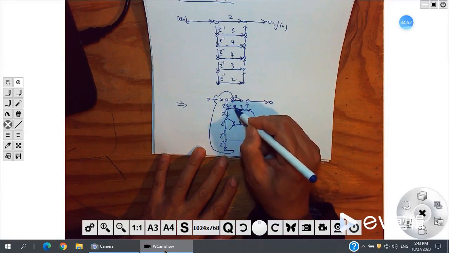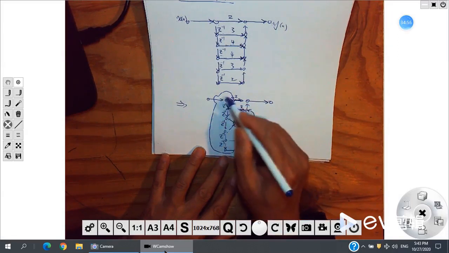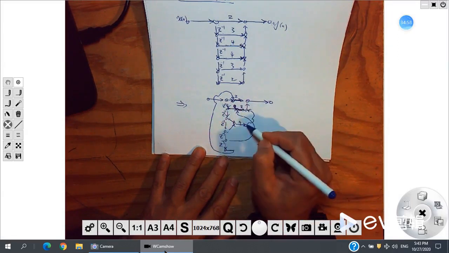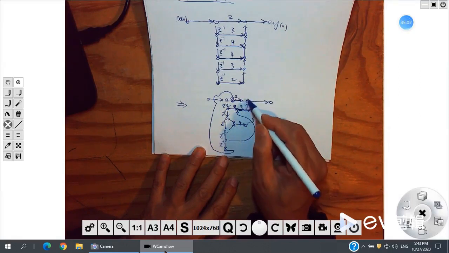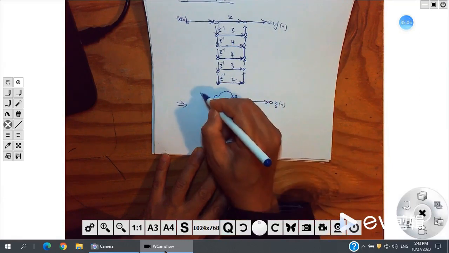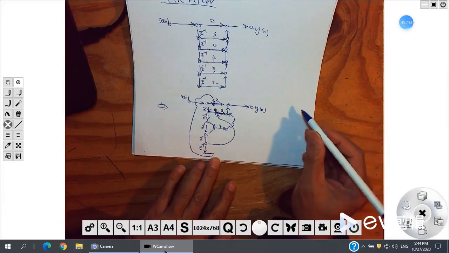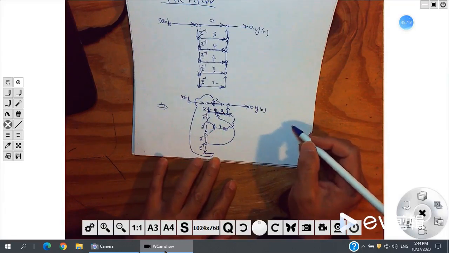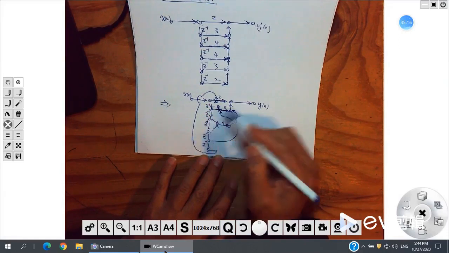This one plus this one times 3, this one plus this one times 4, and this one plus this one times 2. After you times 2, 3, 4, you add them again, then you have the output. Yeah, this is the right one. This is the right one. And we can check how many delays, how many summations, and how many multiplications. So delays 1, 2, 3, 4, 5. I have 5 delays.